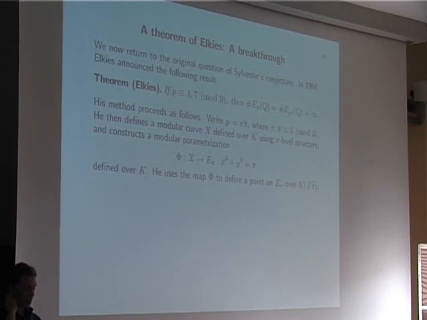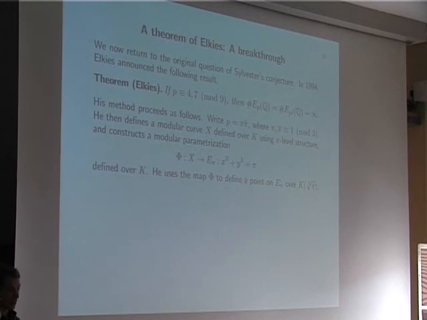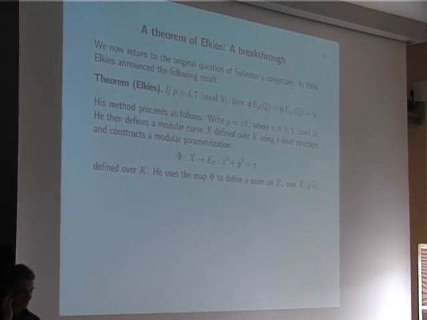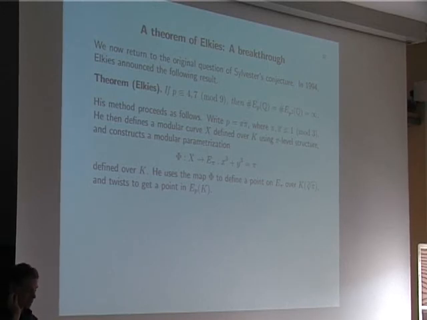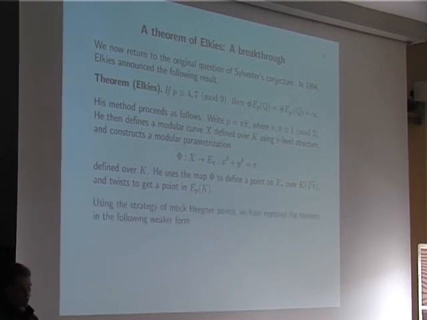And then he uses this map phi to define a point on E_pi, which is defined over the cubic twist by pi bar. Okay, so that twist to give you a point on E_P of K. Okay, that's all I can tell you about how his method works, really. So it's quite interesting.